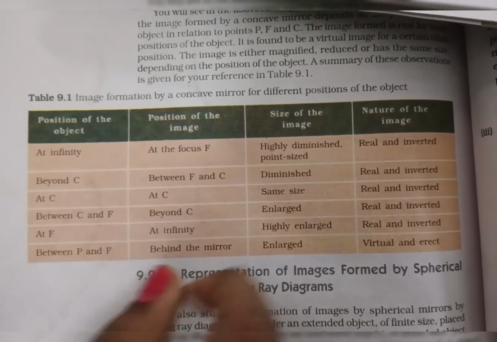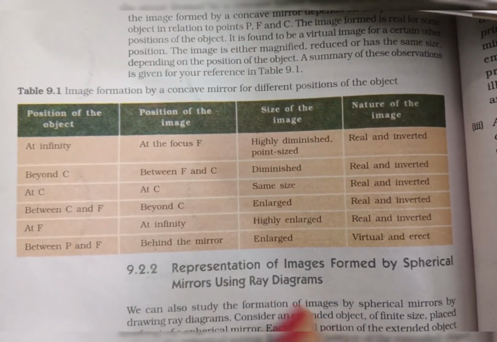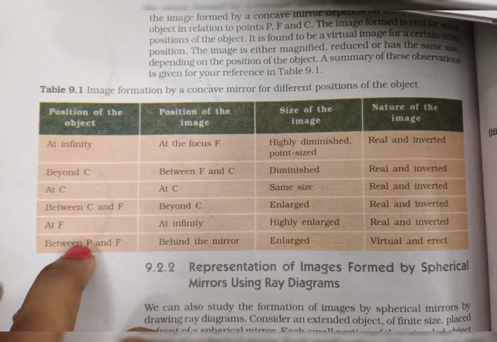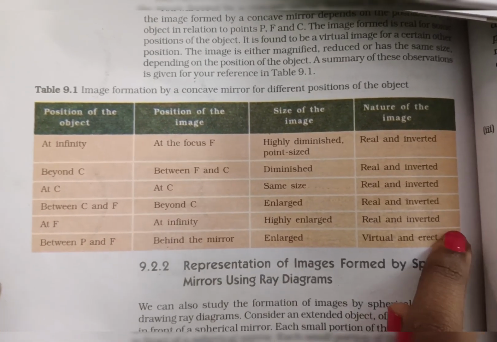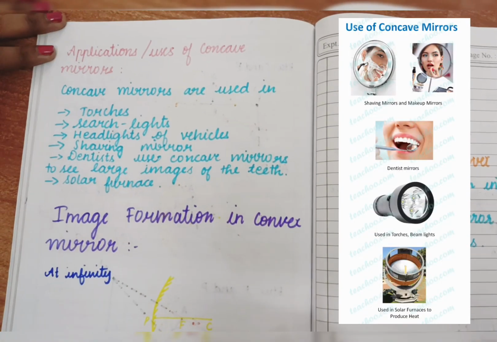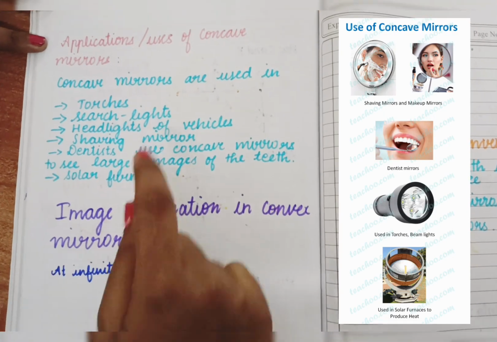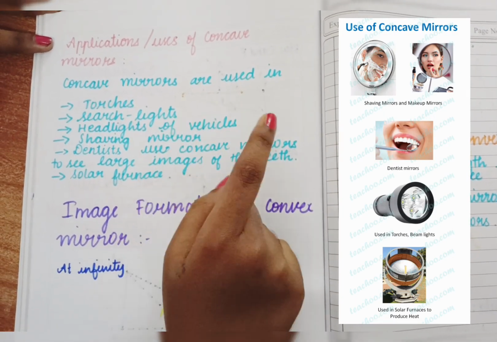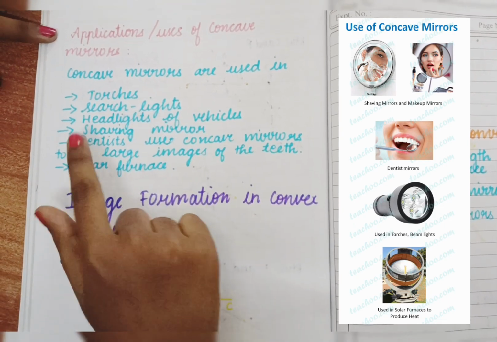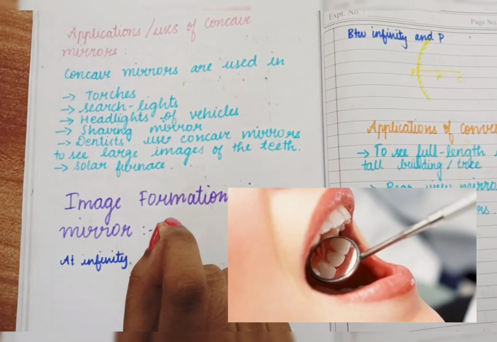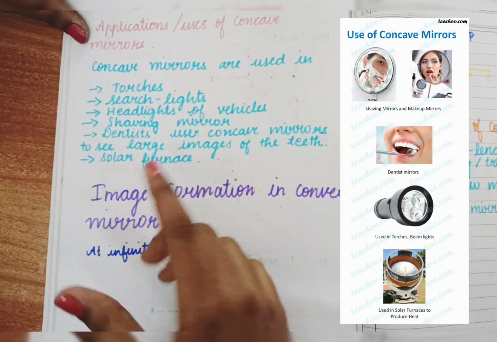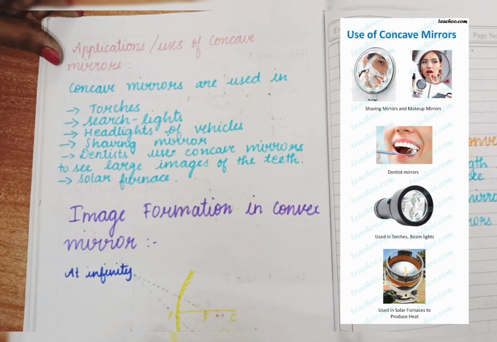You will be able to observe that all the images are real and inverted except this one, which is the object when placed between pole and focus, you will get a virtual and erect image. Now let's learn applications of concave mirror. Concave mirrors are used in torches, searchlights, headlights, shaving mirrors. Dentists also use concave mirrors to see the enlarged image of the teeth. And we also use big concave mirrors for solar furnaces.